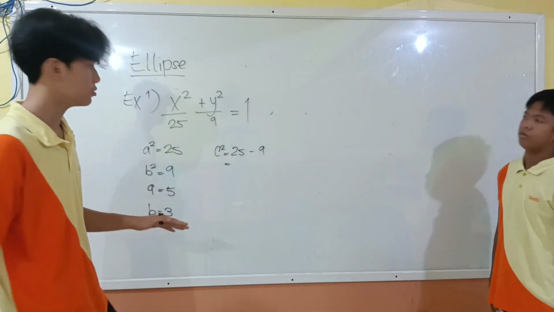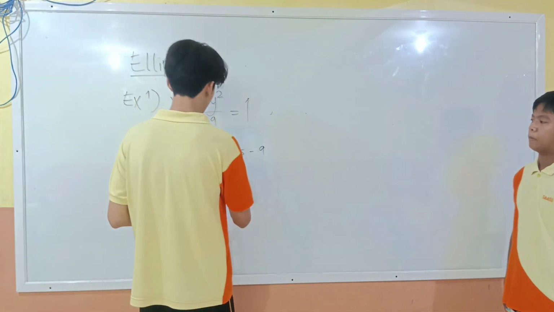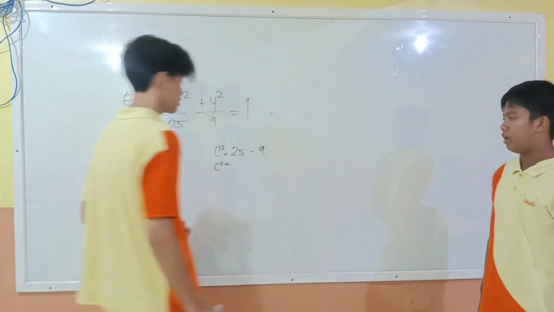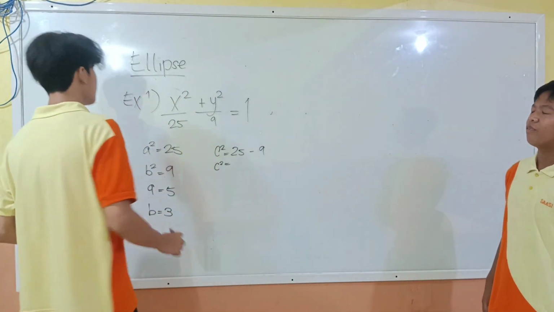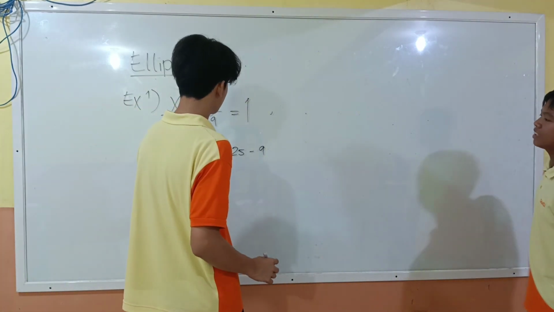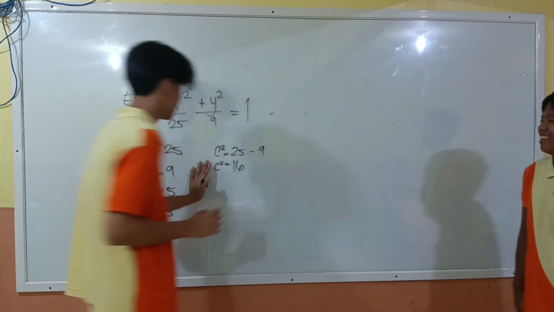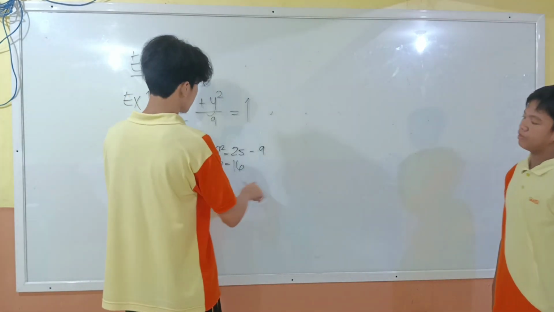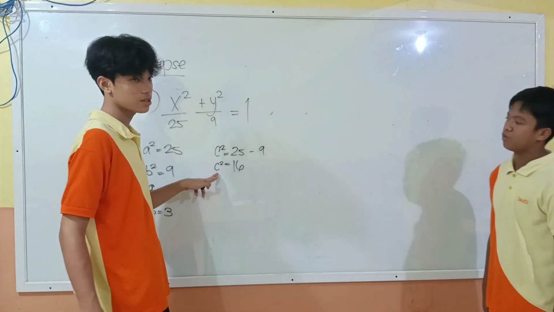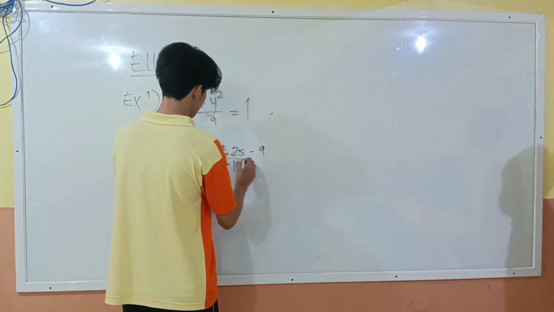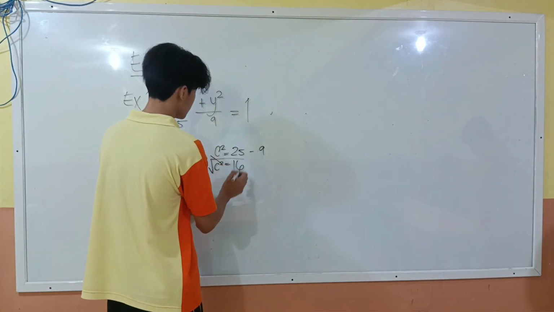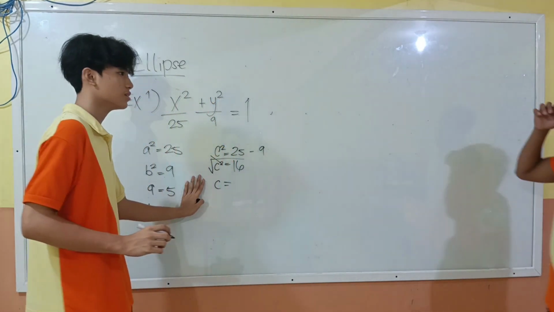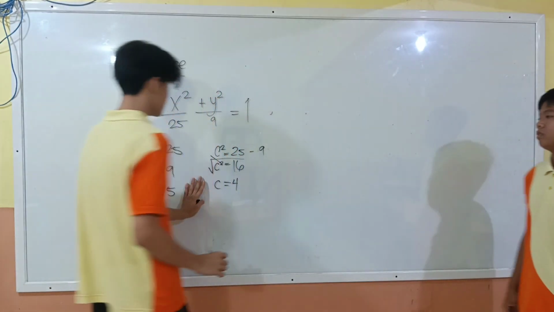So the next step is to subtract. So, Audrey, can you subtract 25 to 9? 25 minus 9 equals 16. Right, 16. Then the next step is to square root the value, because we need c to be just c. You don't need c squared, so you cancel c squared and then we get the square root of 16. What is the square root of 16? 4. So this is our foci.